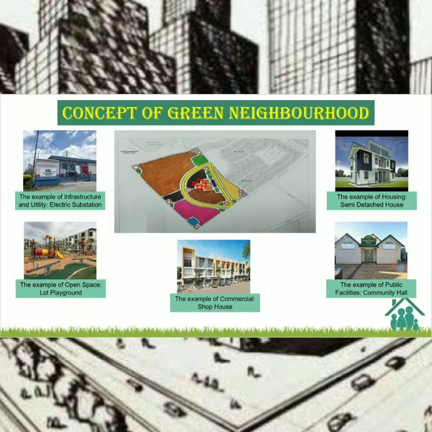This picture is an example of infrastructure and utility, like an electric substation; an example of open space, like a lot playground; an example of commercial, like a shop house; an example of housing, like a semi-detached house; and an example of public facilities, like a community hall.